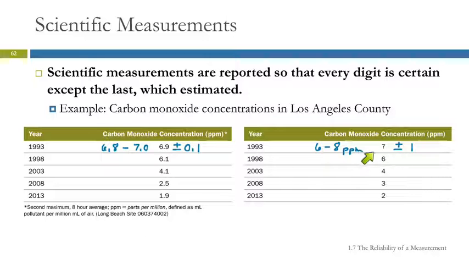Because 7 plus or minus 1 being 6 to 8, and this 6, that's also plus or minus 1. What range would that be? 5 to 7. So we might get excited about this decrease in carbon monoxide concentration, but if it's recorded like this, is that actually a decrease? We can't really tell.